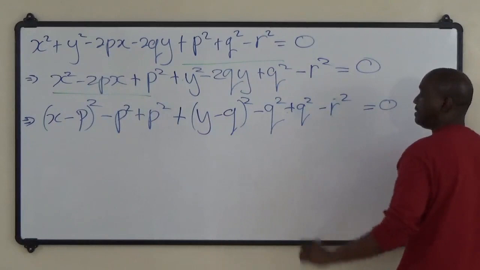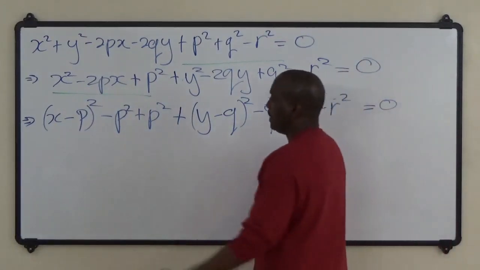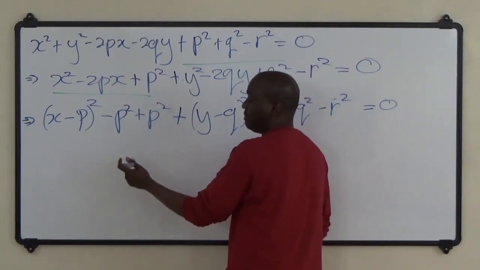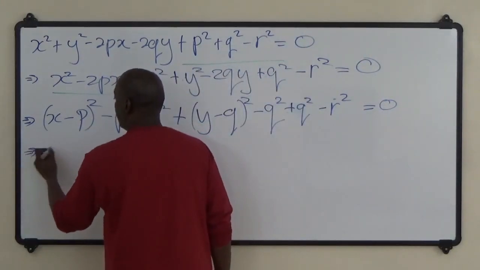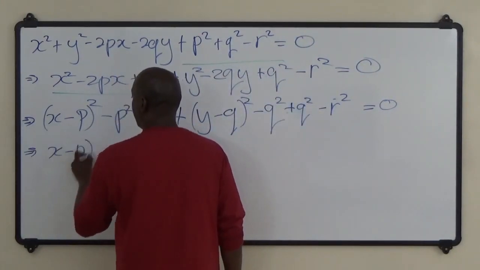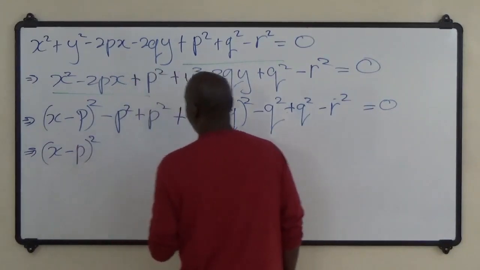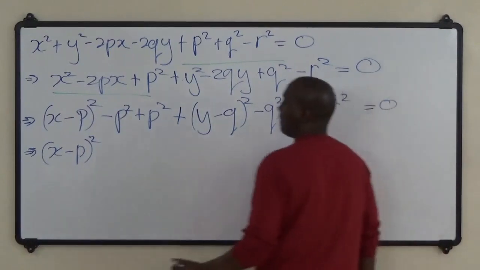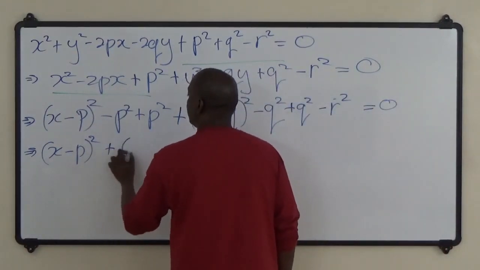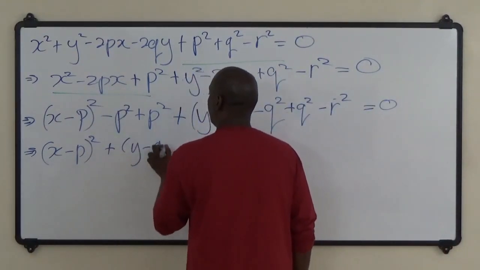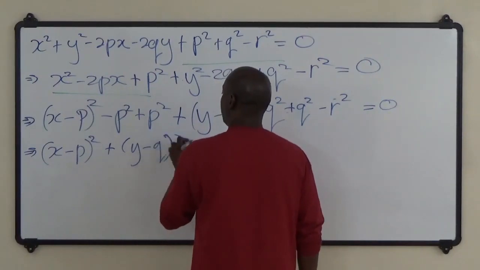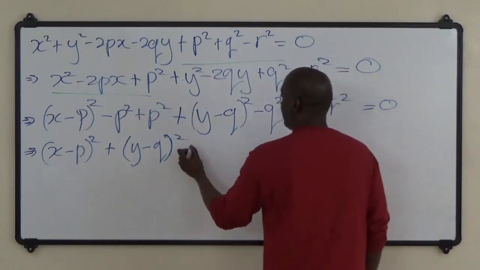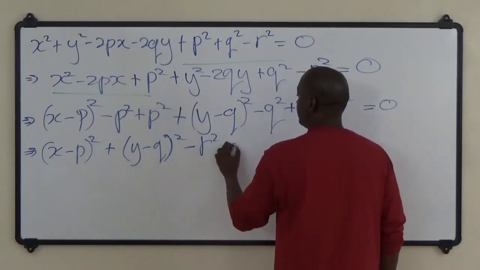Yeah? You see it's starting to take shape already. Minus p squared plus p squared is 0. So this would be (x minus p) in brackets all squared. Minus q squared plus q squared is also 0. So you'll get plus (y minus q) all squared. Right? And then you have minus r squared is equal to 0.